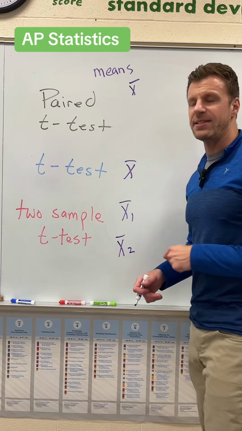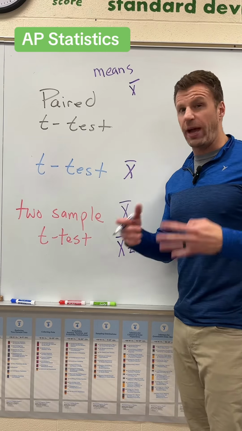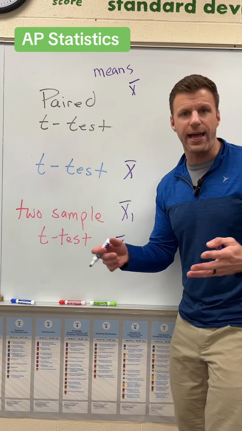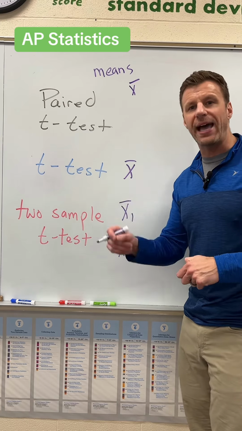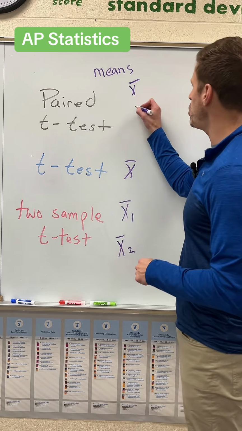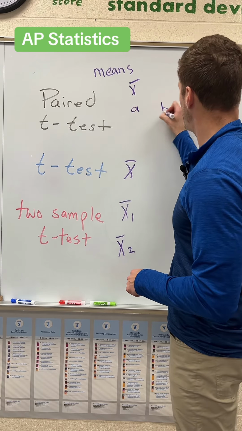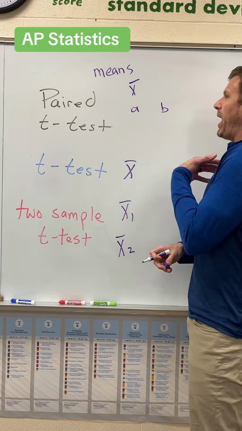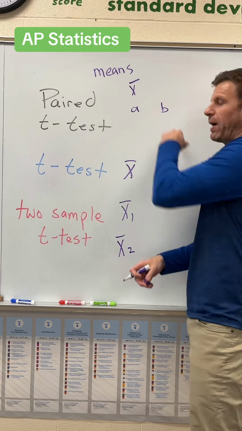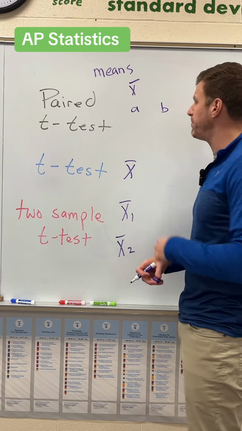Now, in a paired t-test, it might look like you have two samples or two sets of data, but you don't, because that data needs to be paired. So you have two pieces of information. So here's piece of information A, and here's piece of information B. Maybe I threw a ball with my left hand and I threw a ball with my right hand, so I measured the distance on both of them.